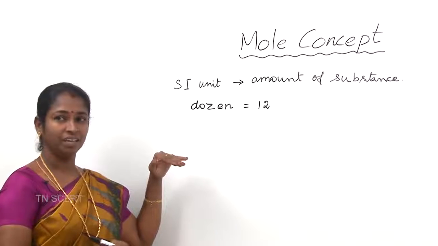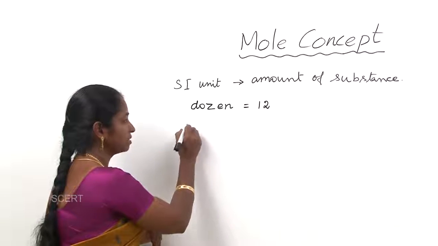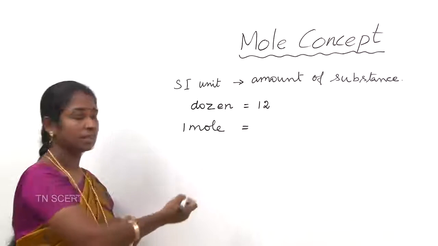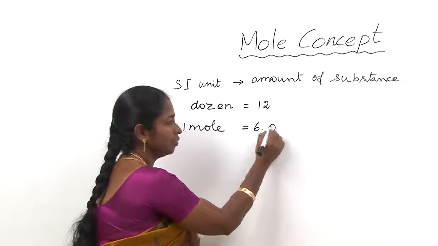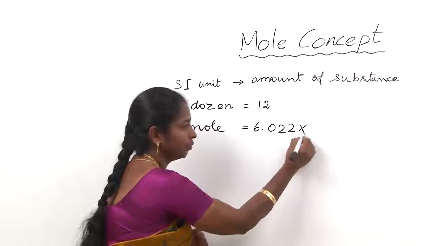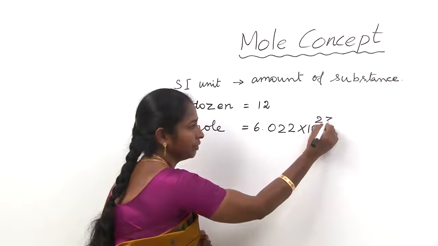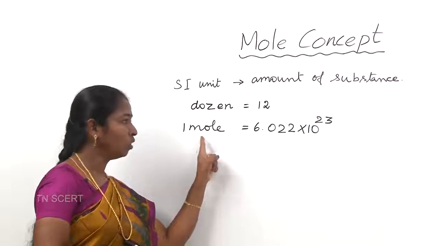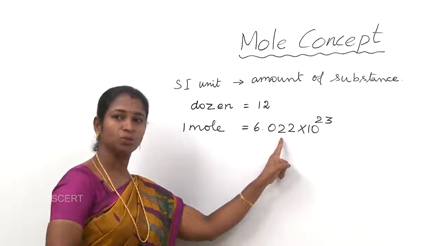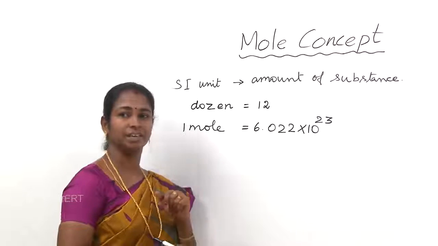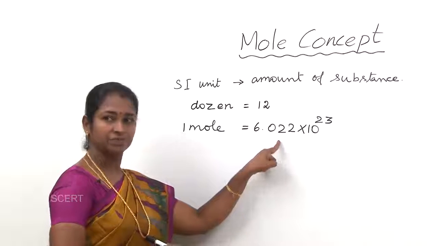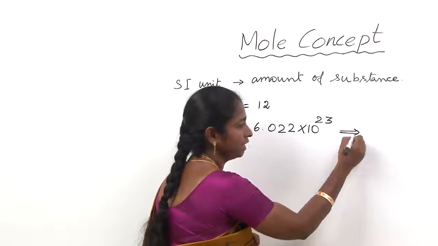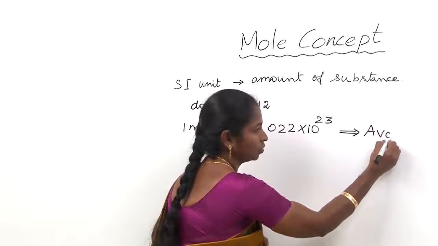In the same way, 1 mole means 6.022 into 10 power 23. See, 1 dozen means 12, 1 mole means 6.022 into 10 power 23. This number is known as the Avogadro number.